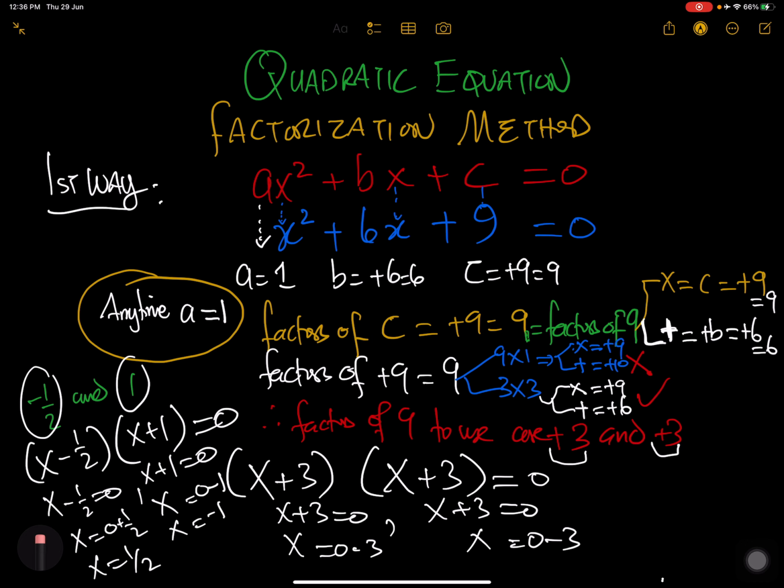The moment this a is 1, it's easy. You just focus on the c, the factors of the c, and then we don't have to solve anything. We just pick the x and the factor. x and the factor. We group them together. So let me give you an example again.